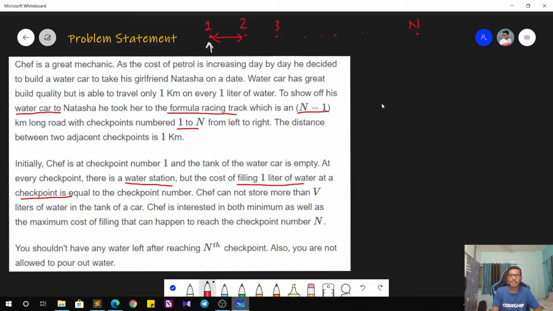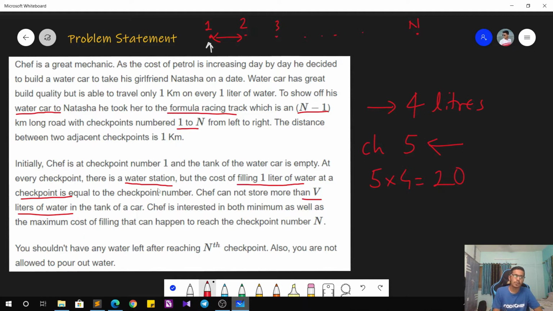That is, if he decides to, let's say, fill 4 liters of water at checkpoint 5, whatever the checkpoint number is, that is the cost, so that will get multiplied with 4. So 5 into 4, a total cost of 20 will be incurred by Chef. Keep this in mind. Along with that, it is also given that Chef cannot store more than V liters of water in the tank. So there is a capacity on how many liters of water can be stored at a time in the car.